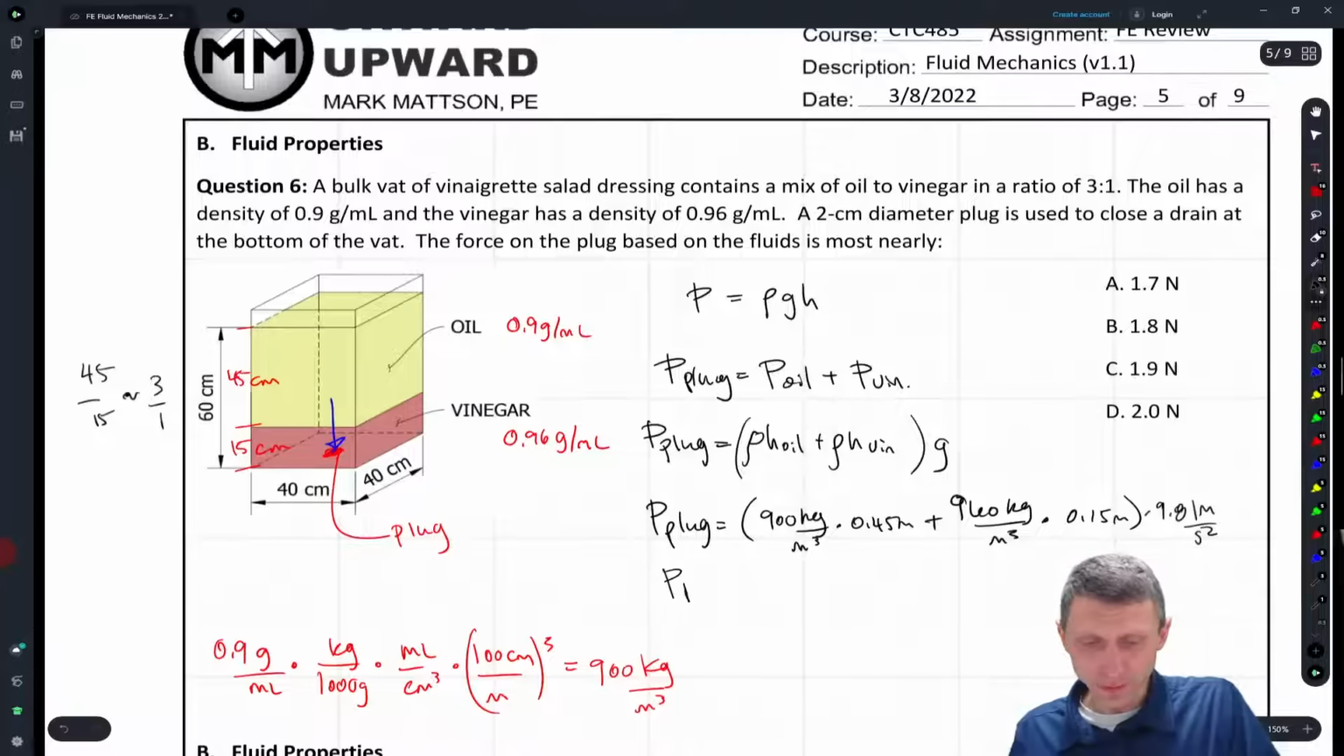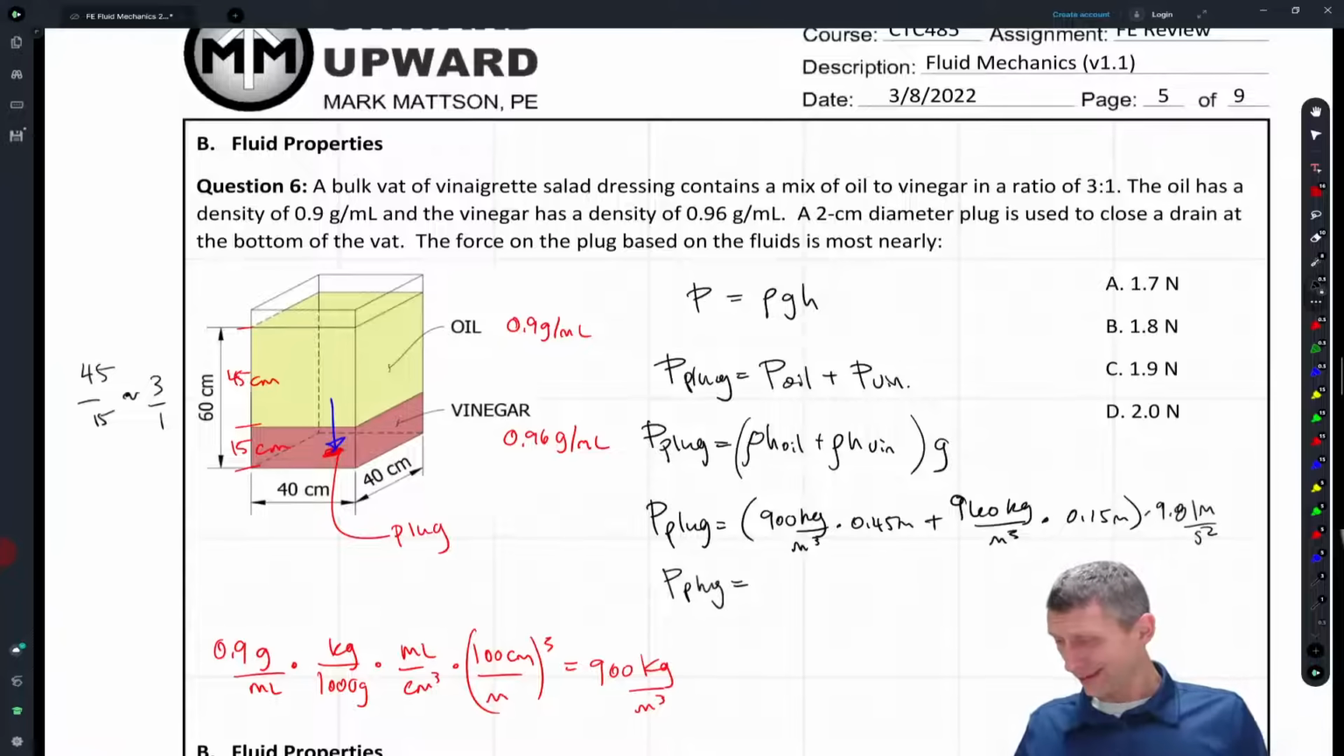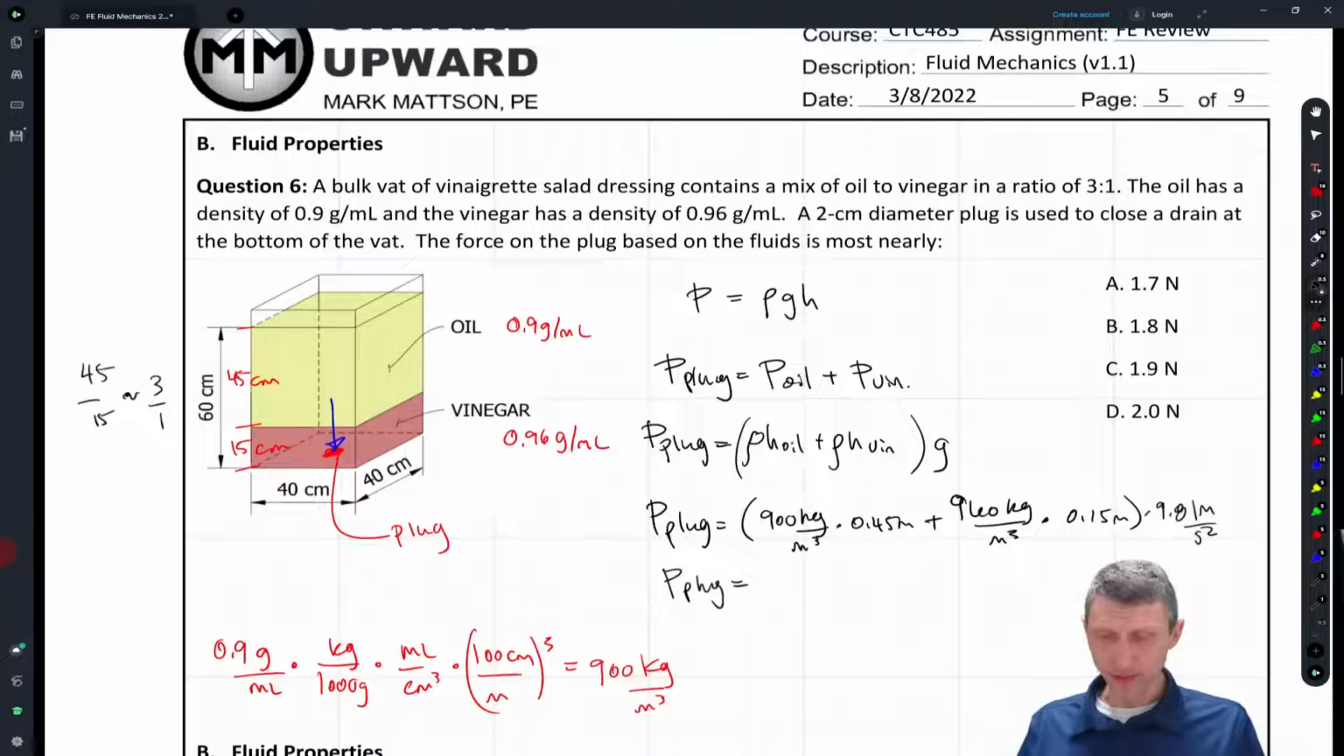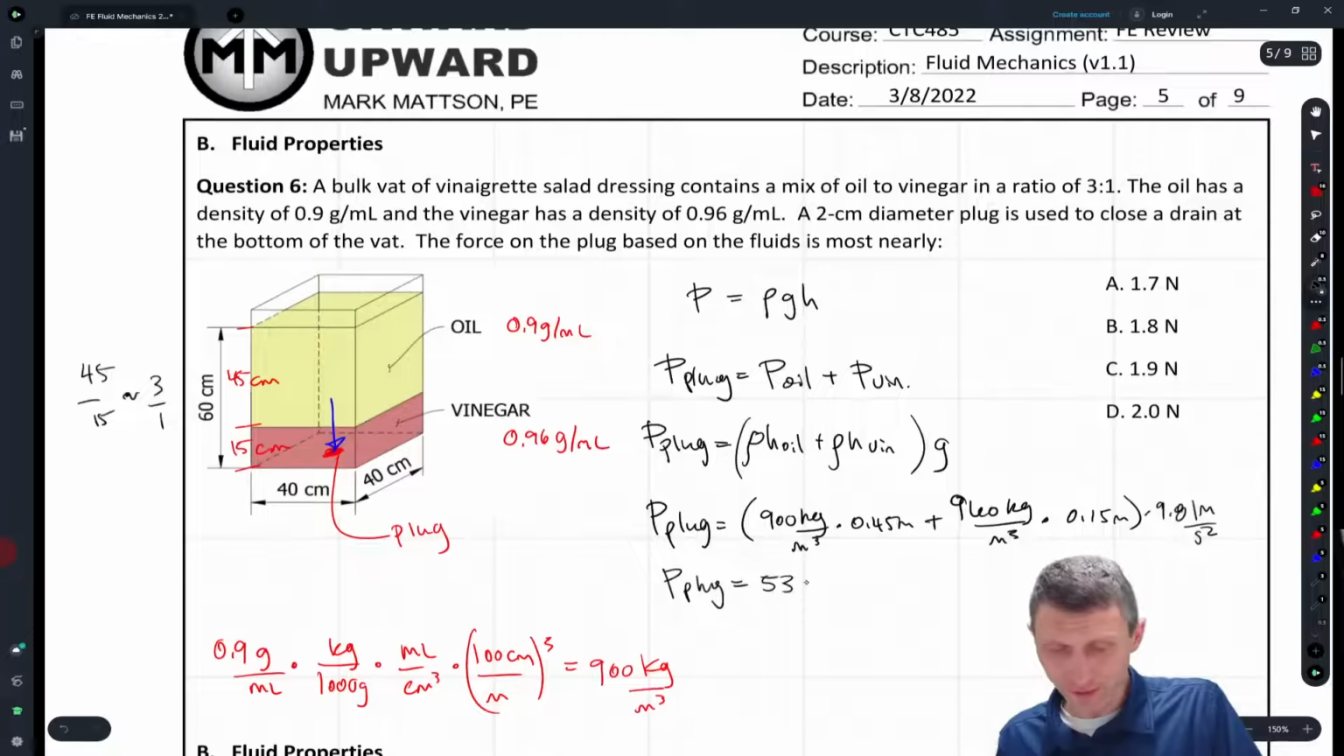So I get the pressure at the plug equal to, what did I get? I'm not plugging this one into my calculator, but maybe you can. Let's see what we got. 960 times 0.15 times 9.81, all of it is, yeah, so I got like 5386 roughly newtons per square meter.